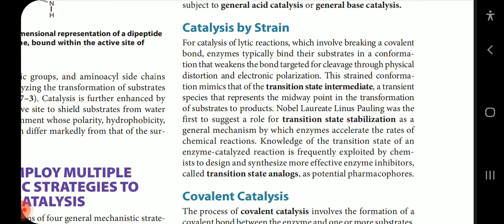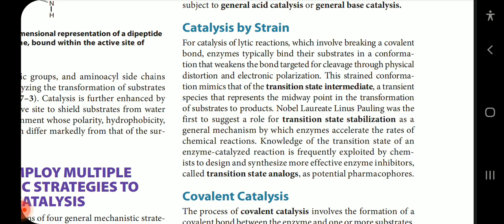Catalysis by strain. For catalysis of lytic reactions, which involve breaking a covalent bond, enzymes typically bind the substrates into a conformation that weakens the bond targeted for cleavage through physical distortion and electric polarization. This strained conformation mimics that of the transition state intermediate, a transient species that represents the midway point of transformation of substrate to products. Nobel laureate Linus Pauling was the first to suggest a role for transition state stabilization as a general mechanism by which enzymes accelerate the rates of chemical reactions.